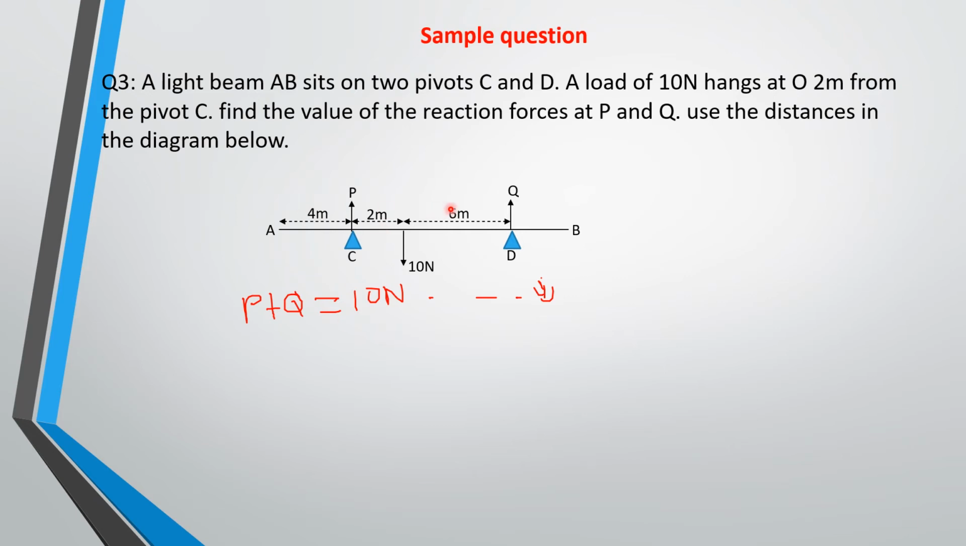Now, as I said before, since you have 2 points of balance or 2 reaction points, you can take moment about any of the points. Here, a light beam AB sits on 2 pivots C and D. A load of 10 Newton hangs at O, which is 2 meters from the pivot C. Find the value of the reaction forces at P and Q. Use the distances in the diagram given to you. This is your first statement about this question: the upward force equals the downward force. That one is taken.